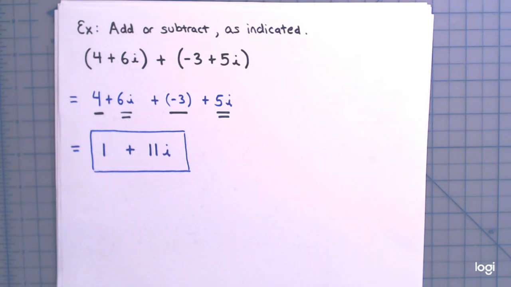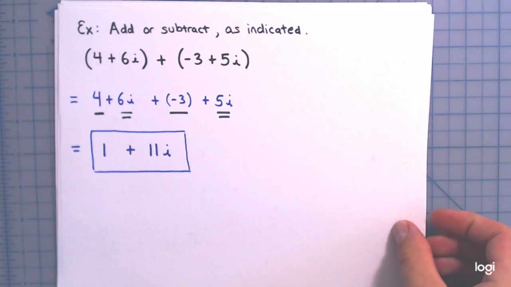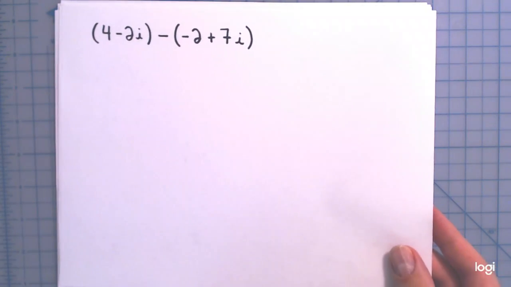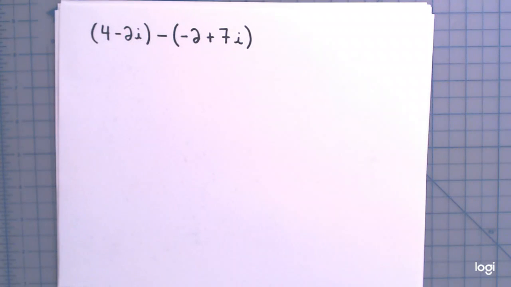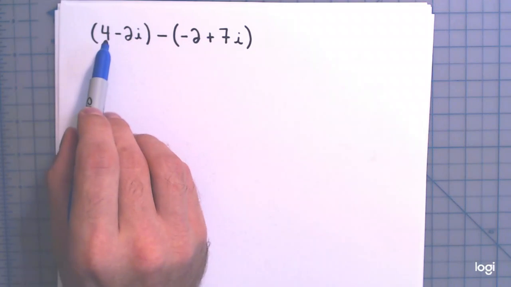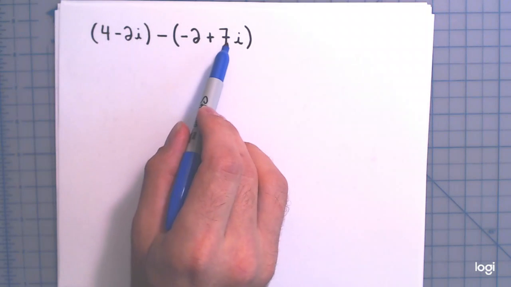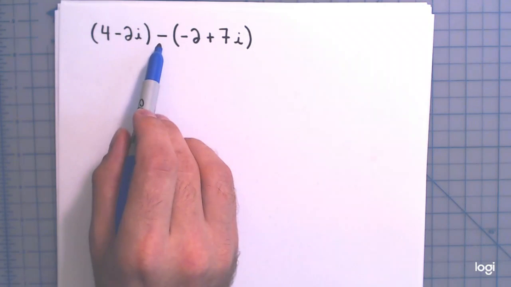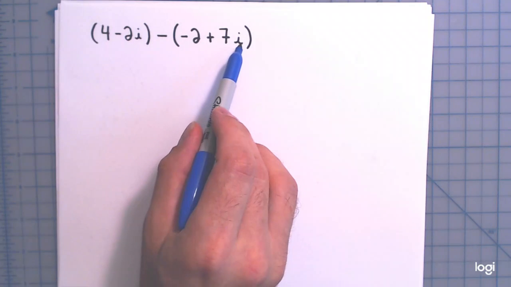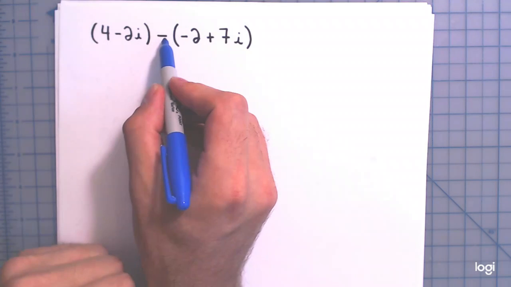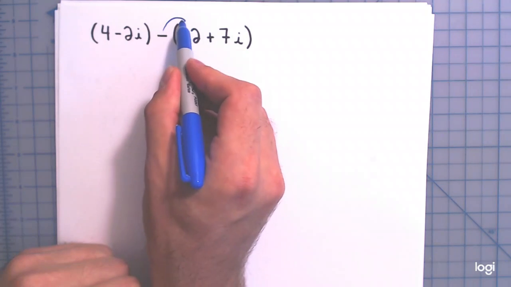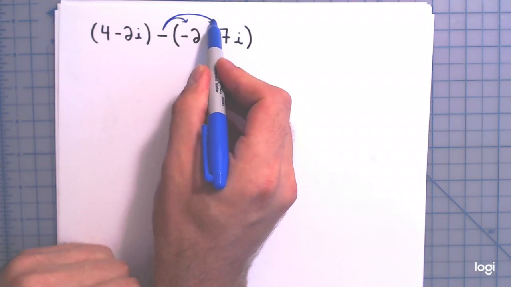I'm just going to keep doing this. I got just a couple more examples. It's very simple if you're familiar with adding and subtracting polynomials. So here I have a subtraction. I'm finding the difference between these two numbers. We have a complex number 4 minus 2i, then minus another complex number, -2 plus 7i. As I mentioned earlier, when you're subtracting an expression with multiple terms, this is like having a -1 in front. You can distribute that -1.